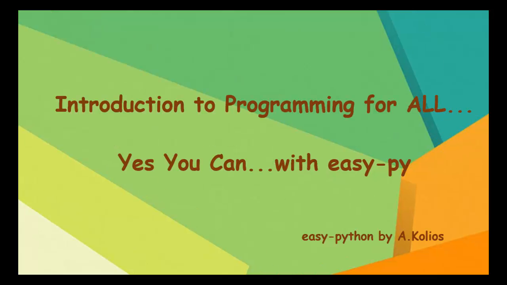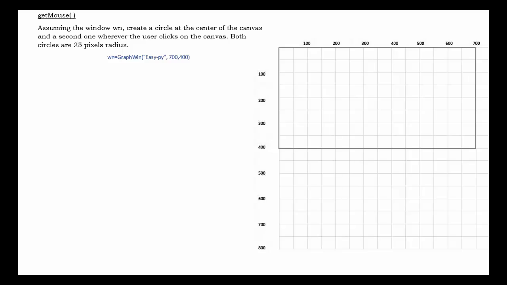Present and explain the getMouse method or function, if you want. I prefer to explain and present this method and any other method through an example. So here we go. Let's assume we have a task: given a window named Wn, create a circle at the center of the canvas, which we have seen before and can do.